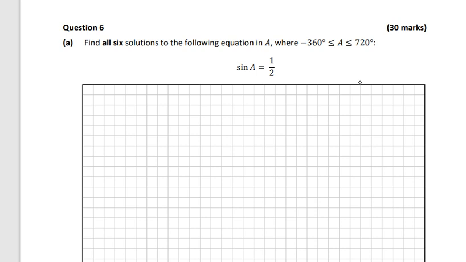Hi, folks, this is question 6. Quite simply, all we need to do to start off is a is equal to sin inverse of a half, and you can use a calculator, and it gives you 30 degrees.